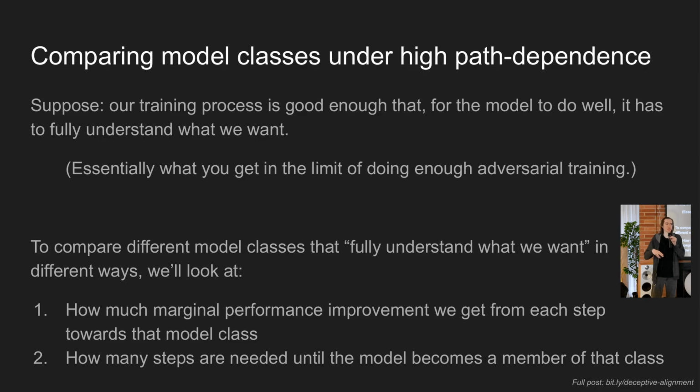OK. So these are the things we're going to be looking at in the high path dependence case, where we're thinking about inductive biases in this high path dependence sense. The things we're going to be looking at to understand how likely it is that we get a particular model class, a particular set of possible algorithms, are these sorts of factors.